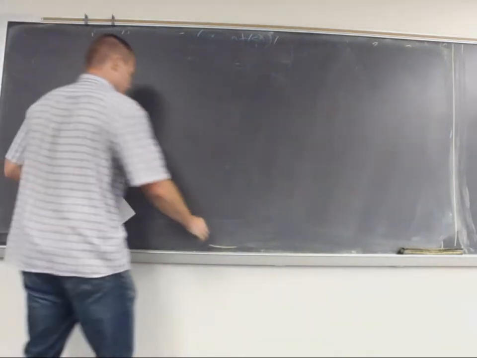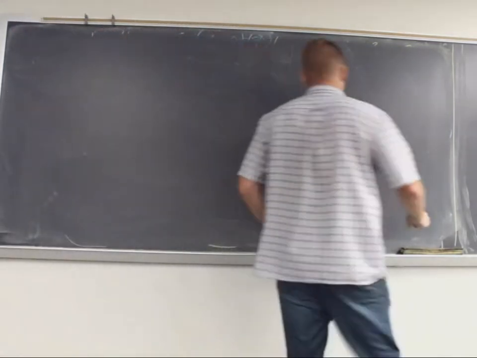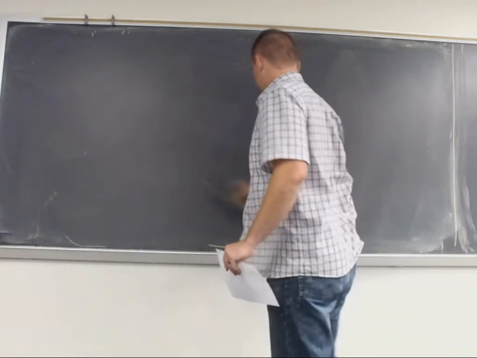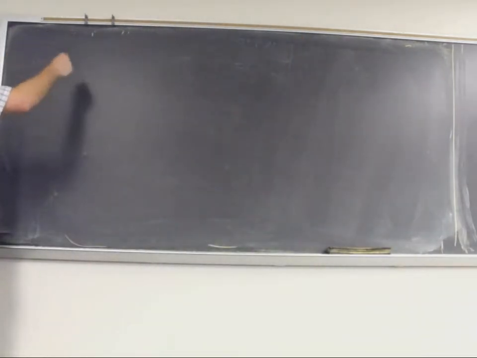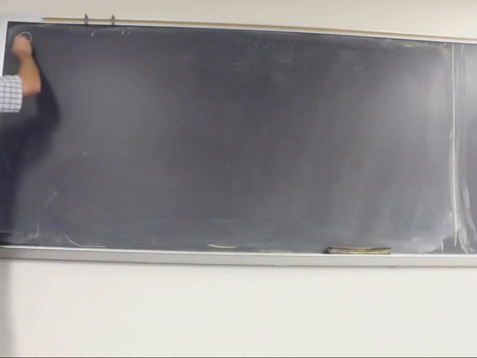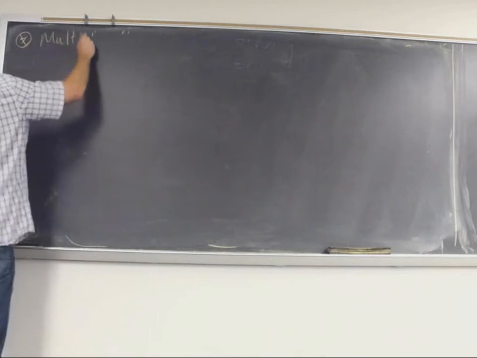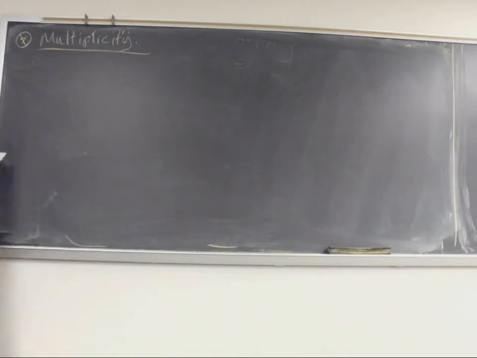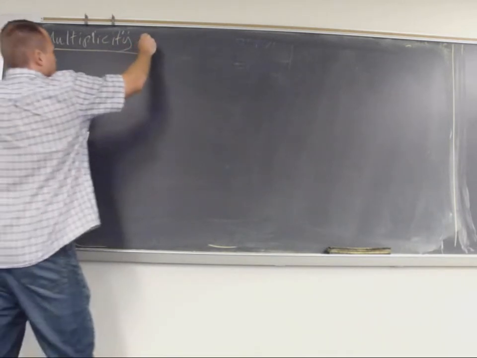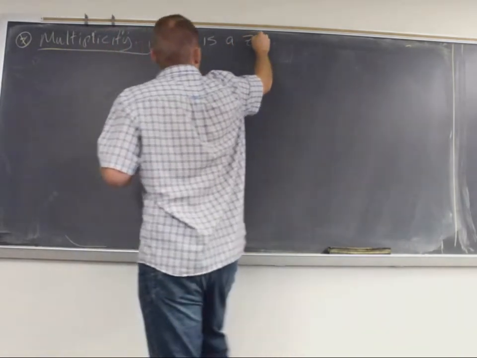So to find multiplicity, in most cases we're going to have to factor and find the zeros first. So let's define what multiplicity is and how we determine it, and then we'll get into some examples. Multiplicity. It says if R is a 0.